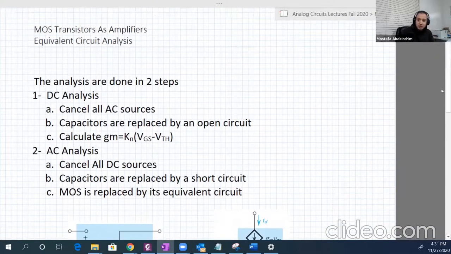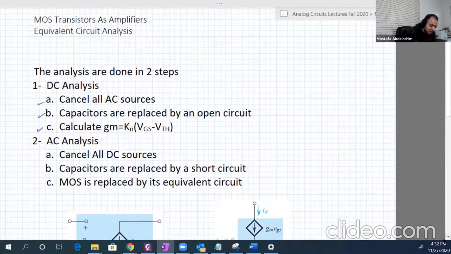Here are the steps that we're going to take to analyze any amplifier circuit. Again, we have two steps, the DC analysis and the AC analysis. In the DC analysis, we should verify that we are really working in saturation, because this is an essential assumption. If we are not working in saturation, we will have clipping and distortion in the output. In the DC analysis, we cancel all AC sources, and all the capacitors are replaced by open circuits. After making the analysis and getting the currents and voltages, we calculate gm, the transconductance.